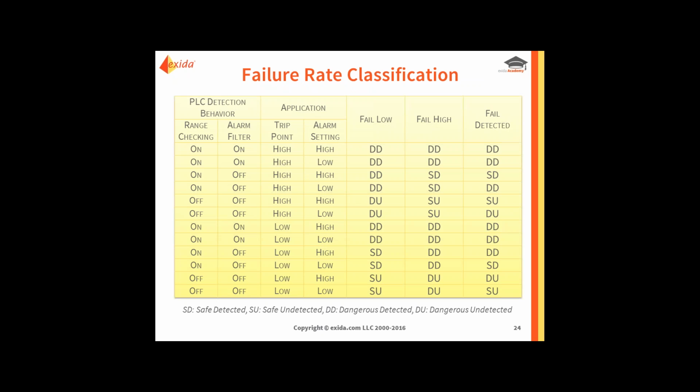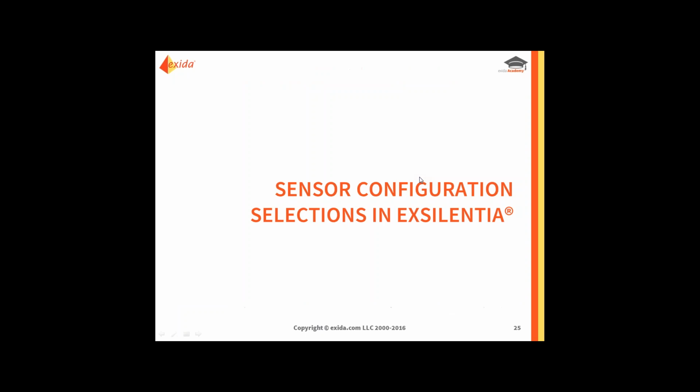So that's how we would need to convert those fail high, fail low, and fail detected failures into safe, dangerous, detected, and undetected. Now, enjoy reading the table. Enjoy following up on every single scenario to get the correct classification of the failures. As I indicated in the beginning, I'm going to show you how we do this in the exSILentia software, and that will make your life a whole lot easier.